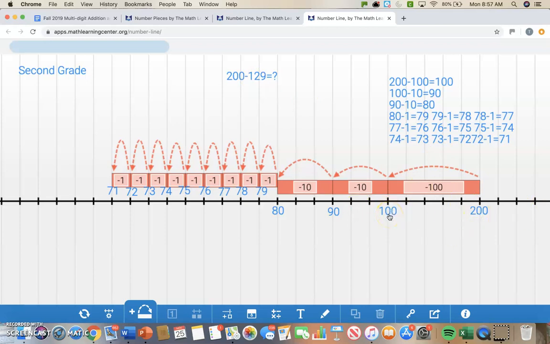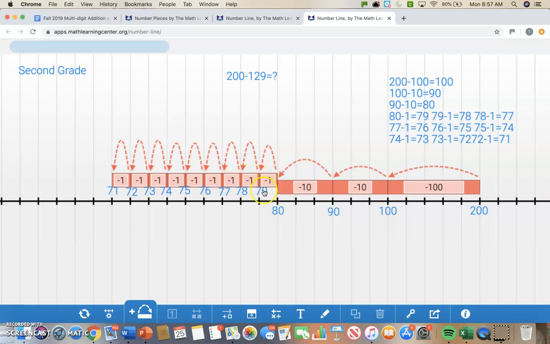That left them with 100. Then the student looked in the tens place and realized that there were two tens, so they knew they needed to subtract two tens. The student said 100 minus 10 is 90, and then 90 minus 10 is 80. Then the student said, okay, I have 9 ones that I need to subtract from 200. So they subtracted 9 ones.